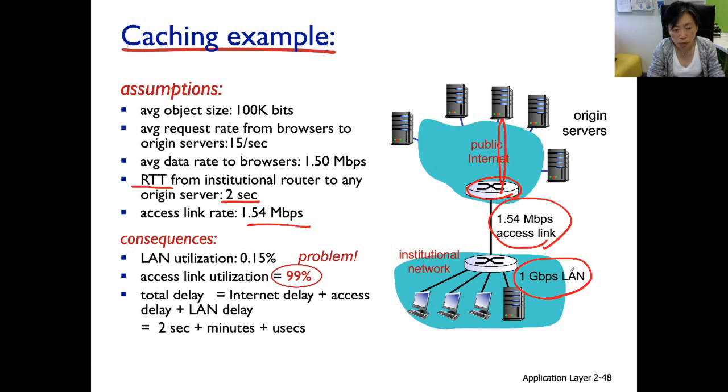Now with these, we will be able to calculate the local area network's utilization. 1.5 megabits divided by 1 gigabit, that's 0.15%. But here, 1.5 megabits divided by 1.54 megabits, that's very close to 99%. And that is a problem, if you recall.